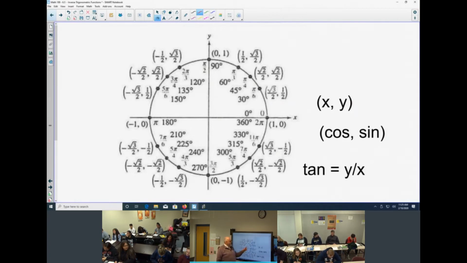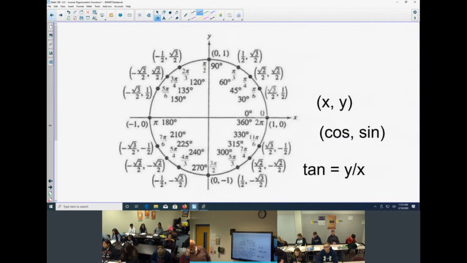Just remember that you have your x and your y, which is the cosine and the sine. And since the tangent is y over x, if I wanted the inverse tangent of 1 over radical 3, it would be pi sixths or 30 degrees, because the y over the x, the 2's would cancel, so you'd have 1 over radical 3. All right.